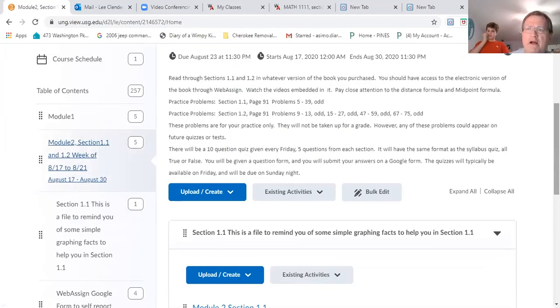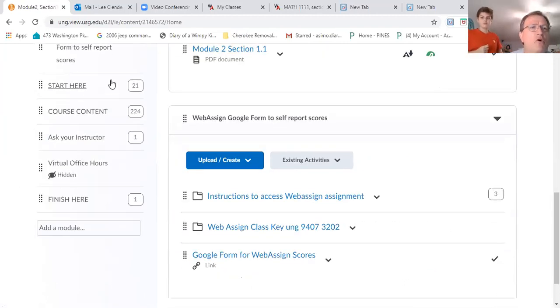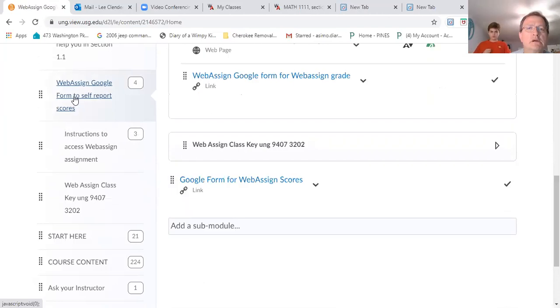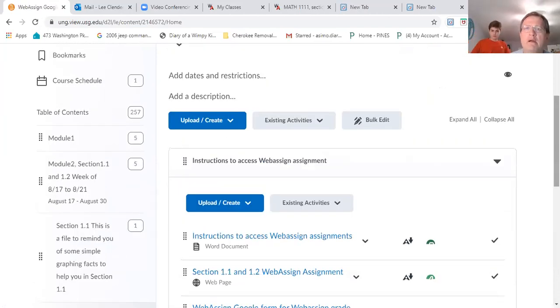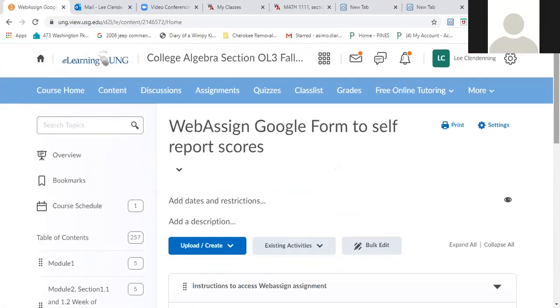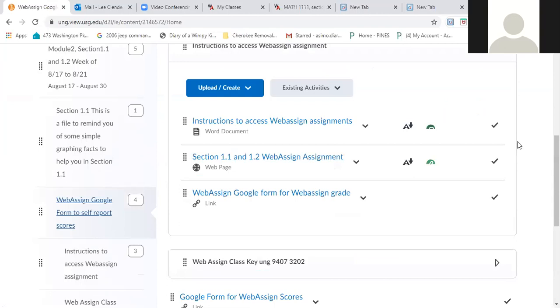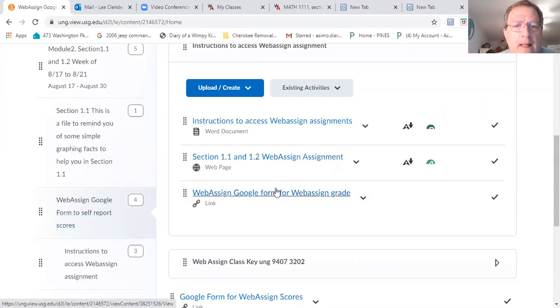Okay, so let me see if I can find the WebAssign Google form to self-report scores. So here you've got the whole thing. The problem that I'm having is I put in one number and then I try to put a space in for the other number, but it won't let me put a space in between the numbers. You should just give me one number. So here's the form.